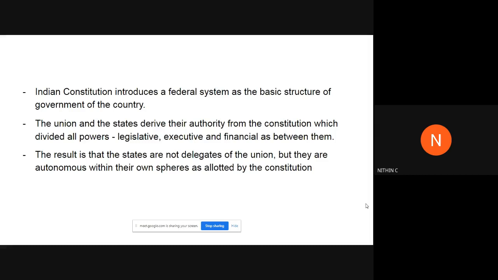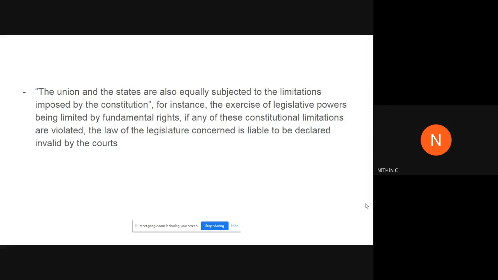Constitution has divided it. Initially തന്നെ constitution അത് proper ആയിട്ട് ഡിവൈഡ് ചെയ്ത് കൊടുത്തിട്ടുണ്ട്, ഏതൊക്കെ കാര്യങ്ങളിൽ ആർക്കൊക്കെ തീരുമാനം എടുക്കാമെന്നുള്ള കാര്യം. That is properly and clearly defined by the constitution. The union and the states are also equally subjected to the limitations imposed by constitution. Both the union and states are equally subjected to the limitations imposed by constitution.